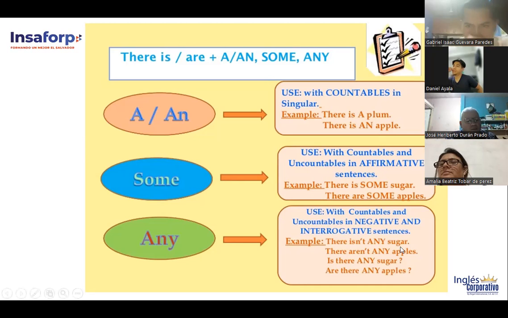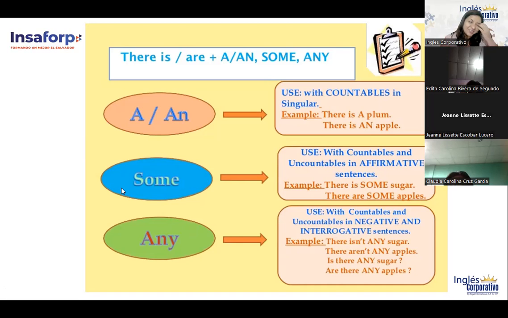And any is used with countables and uncountables, but the difference is that we only use it in negative and interrogative sentences, or questions. Example, there isn't any sugar. There aren't any apples. Is there any sugar? Are there any apples? Okay, is it clear, guys? The difference between a or an, some and any? Yes? No? Maybe? Yes. Thank you.